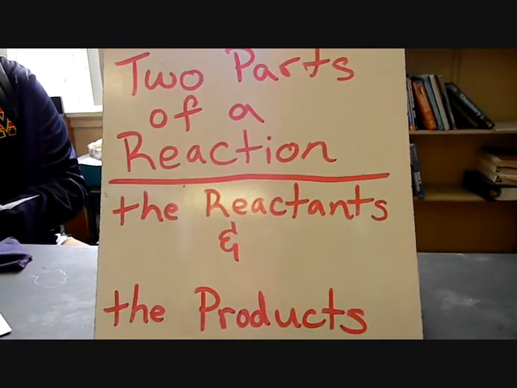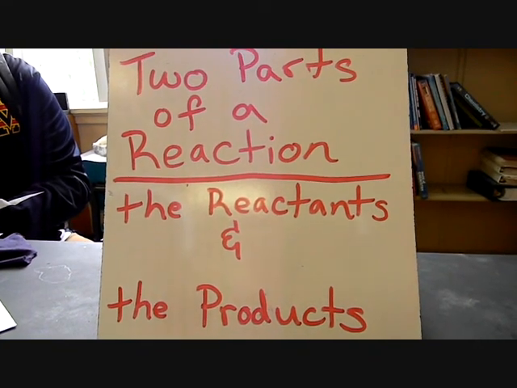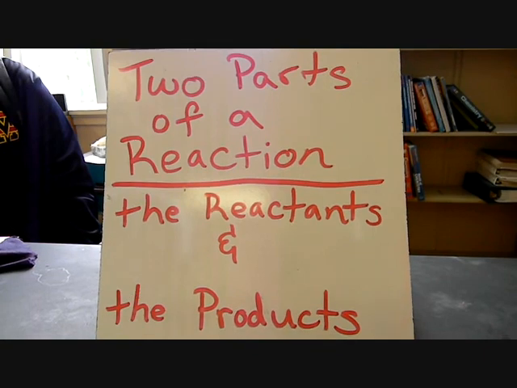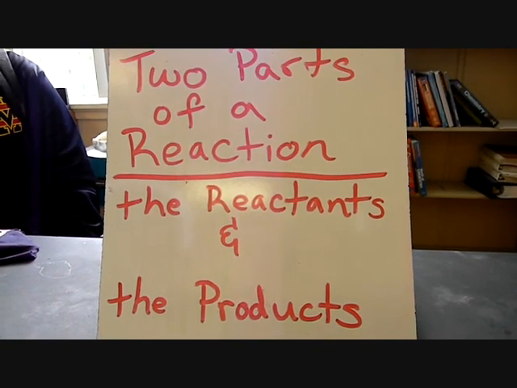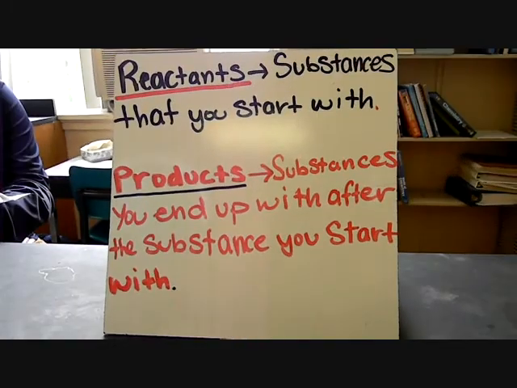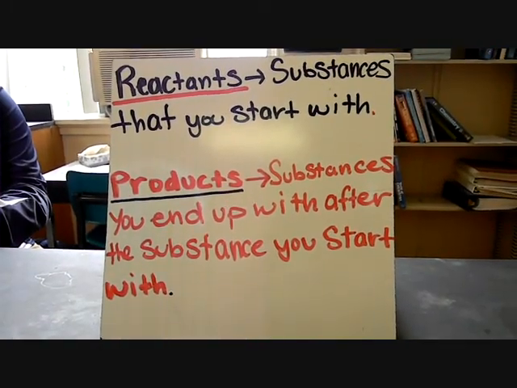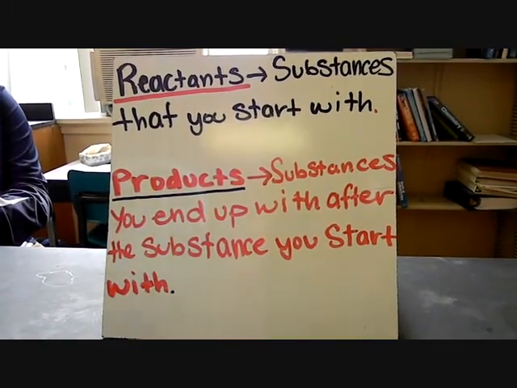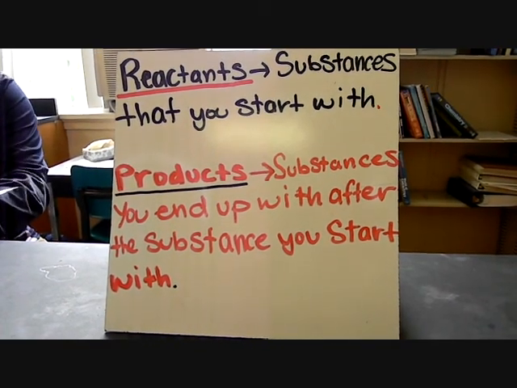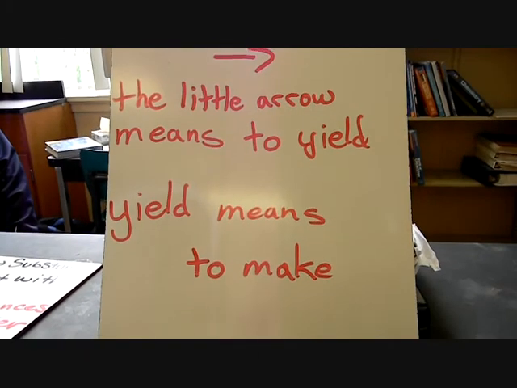There are 2 parts of a reaction, the reactants and the products. Reactants are substances that you start with, and products are substances you end up with. The substance you start with reacts and creates products.